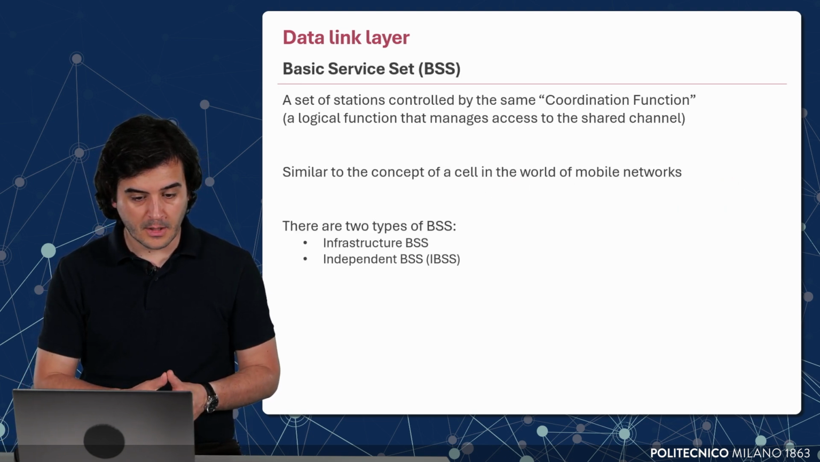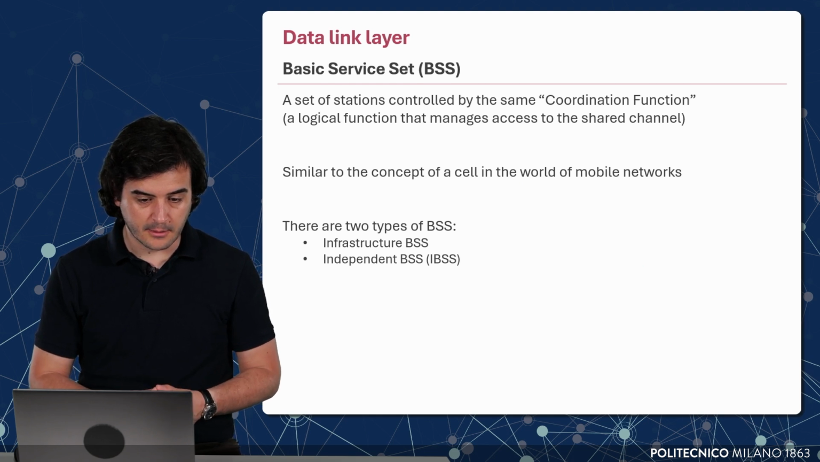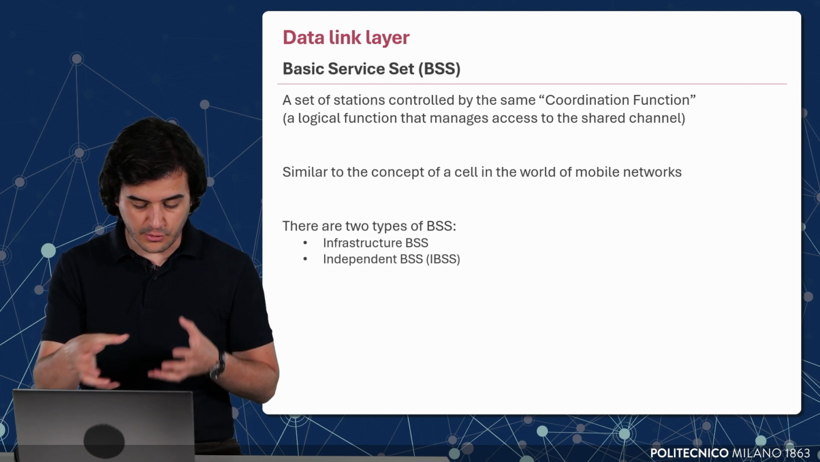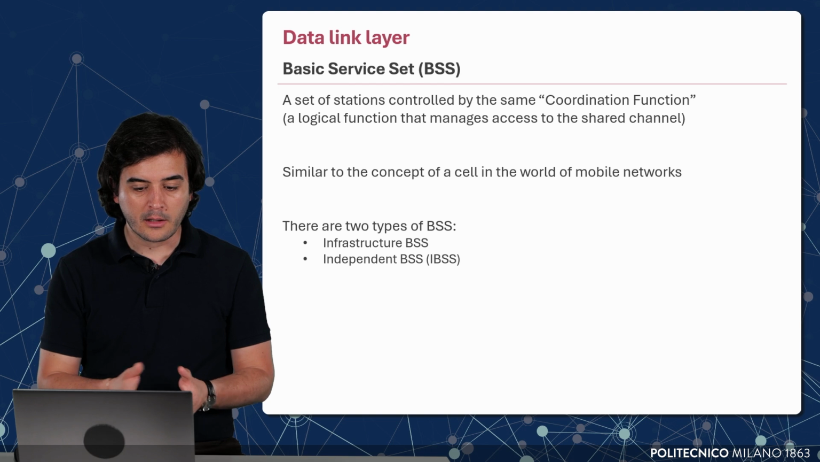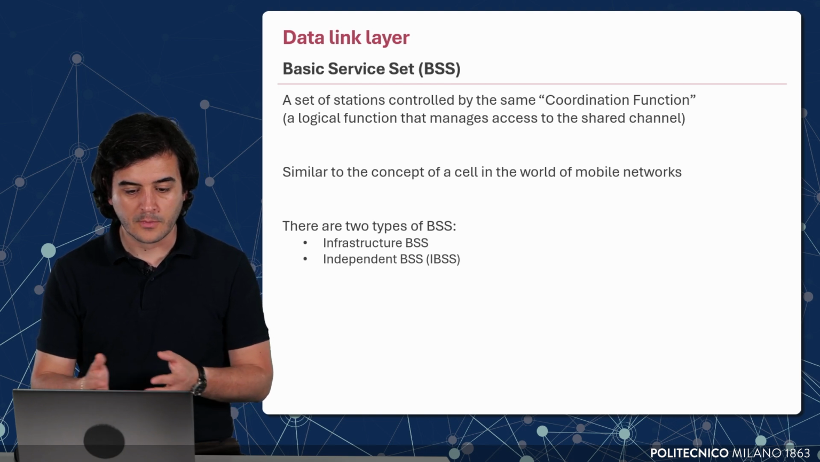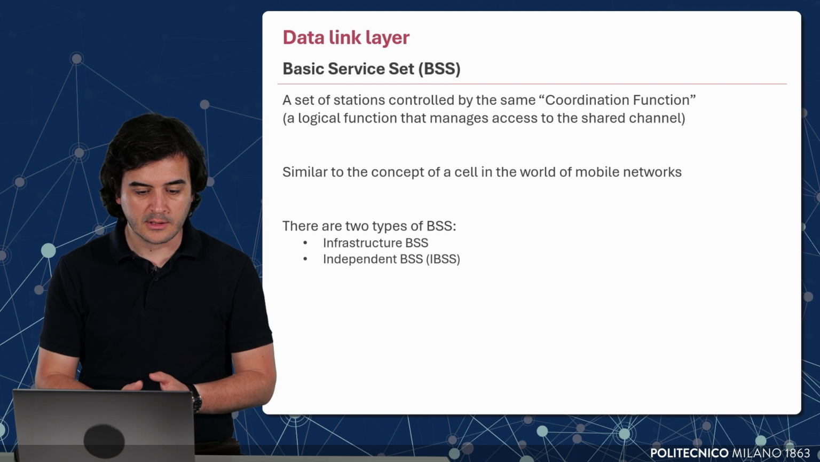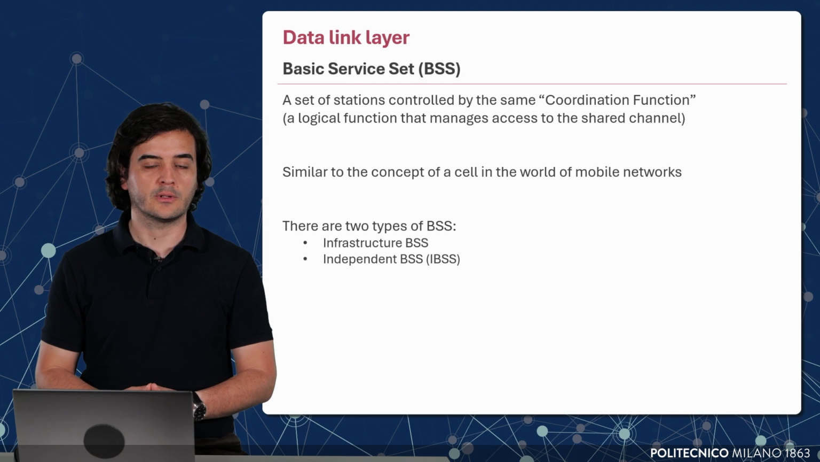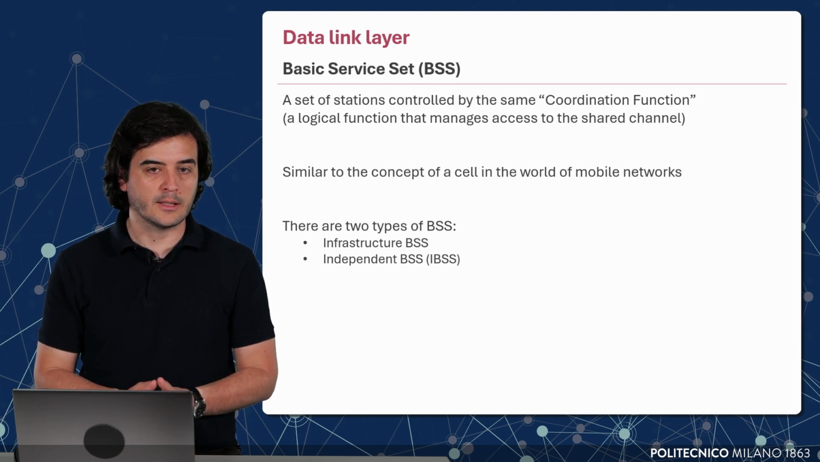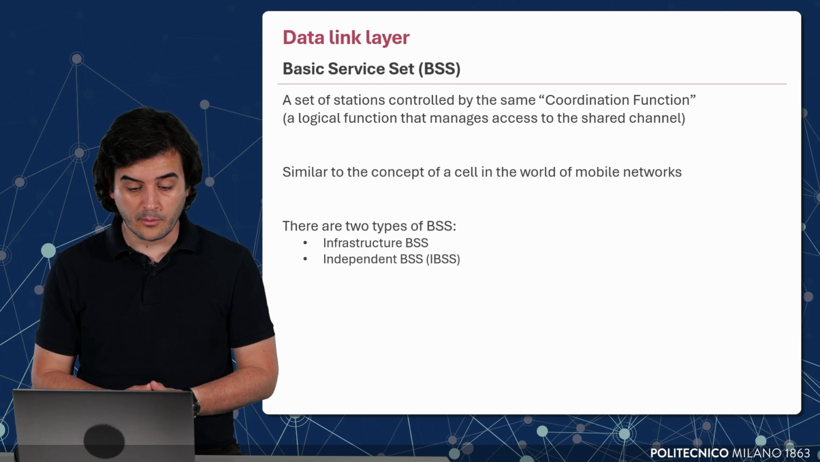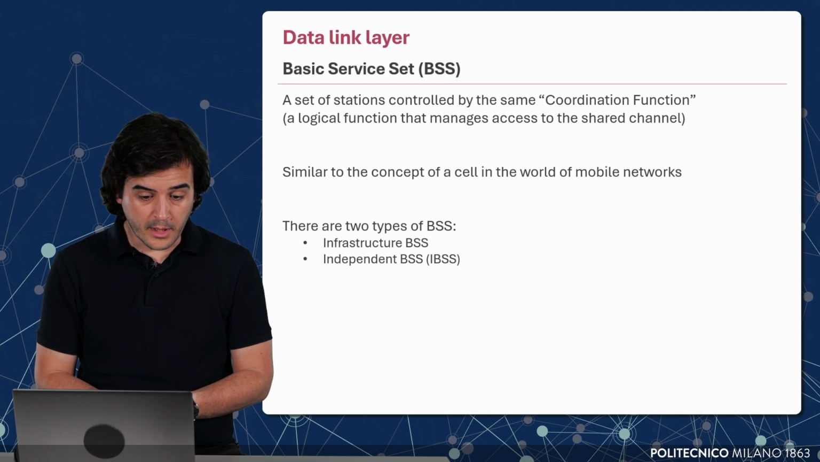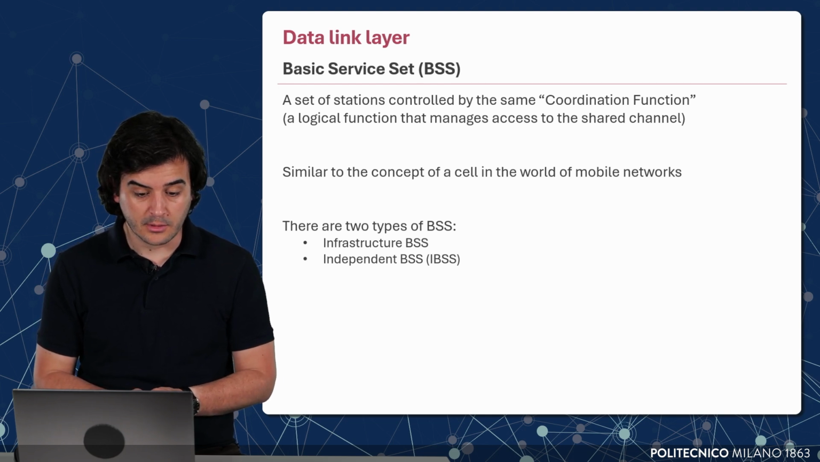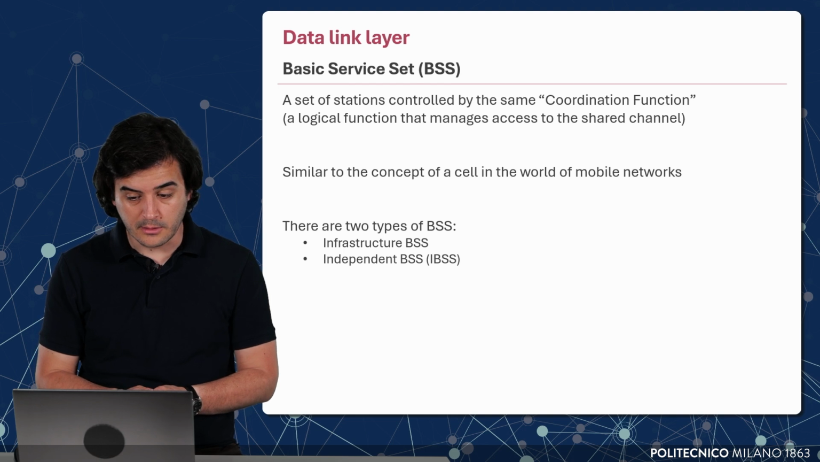Now, when we talk about the basic service set, the stations or the equipment which are present in the network are controlled by this coordination function. What this means is that it allows to coordinate the way how the communication is handled between different equipment. And also here the architecture might differ depending on the type of the basic service set that we identify. In particular, we can identify the infrastructure BSS or the independent BSS.